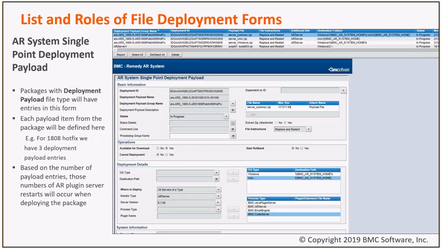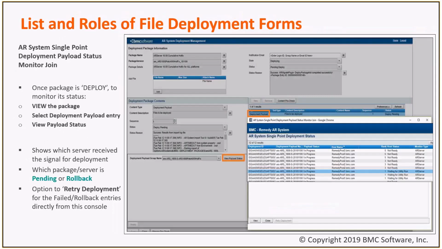Next one is AR System Single Point Deployment Payload. Packages with the deployment payload file type will have entries in this form. Based upon the number of deployment payload entries, that number of entries will be present in this form. For example, our 1808 hotfix of AR has 3 deployment payload entries, so we will see 3 entries here. Based on the number of payload entries, that number of AR plugin server restarts will occur when deployment is happening.